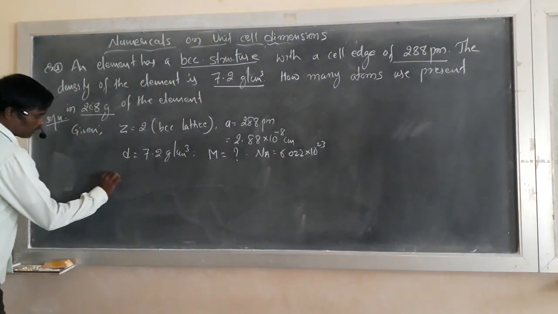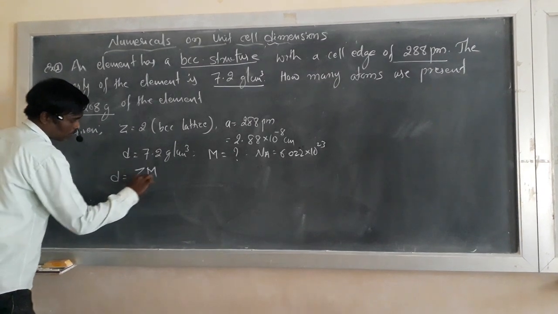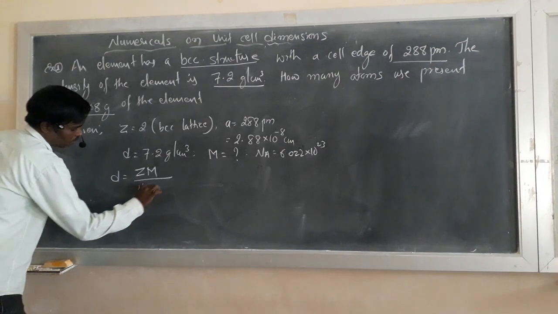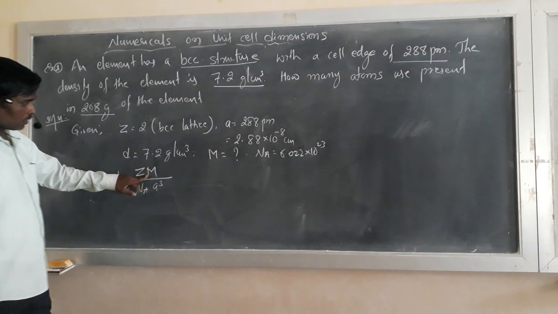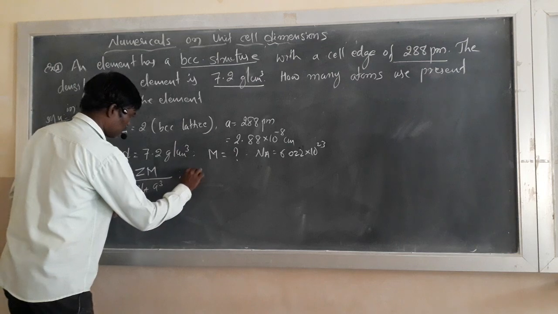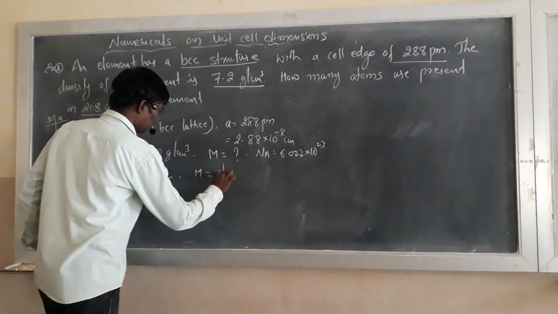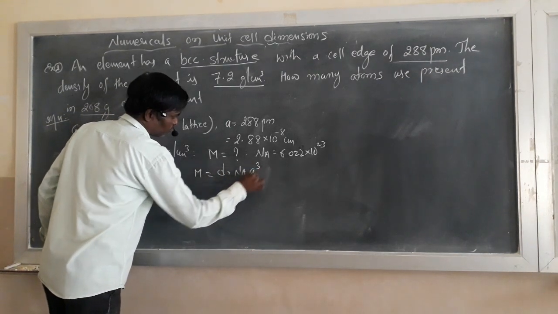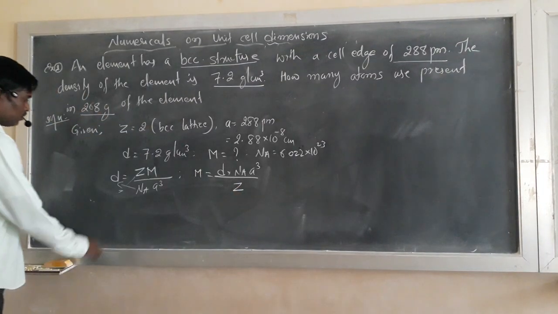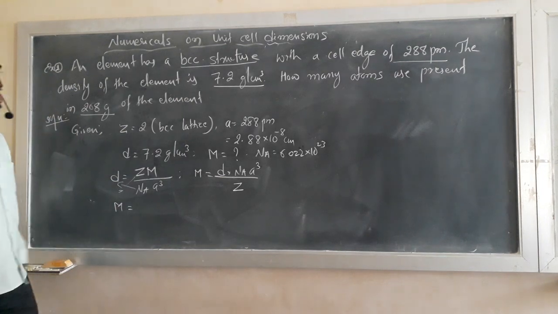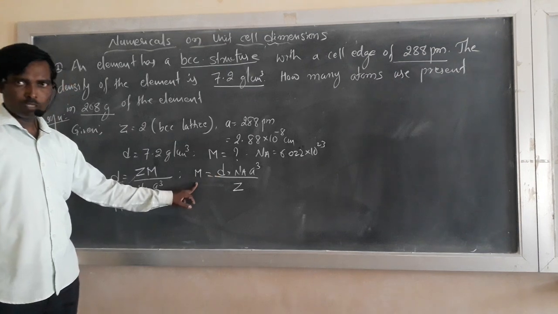Last time, the formula is d equal to z into m divided by Na into a cube. Okay. So m is the unknown, so I can write this formula, after cross multiplying, as m is equal to d into Na into a cube divided by z. Now I will substitute all these values in this formula. This is a modified formula to calculate the molecular mass.